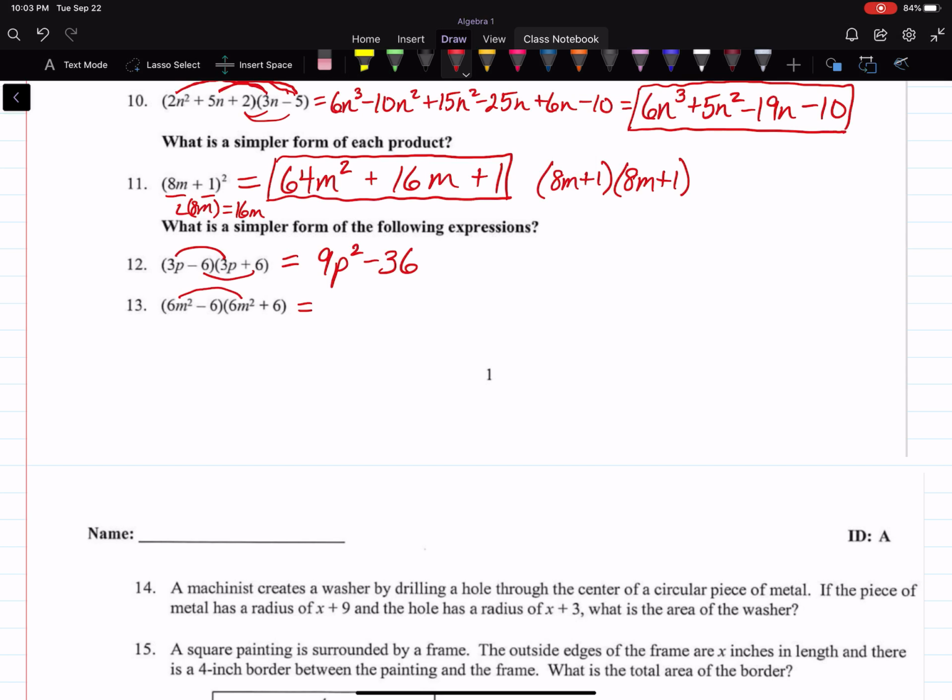So 6m squared times 6m squared is 36m to the 4th. And negative 6 times 6 again is negative 36. So that is all there is to those.